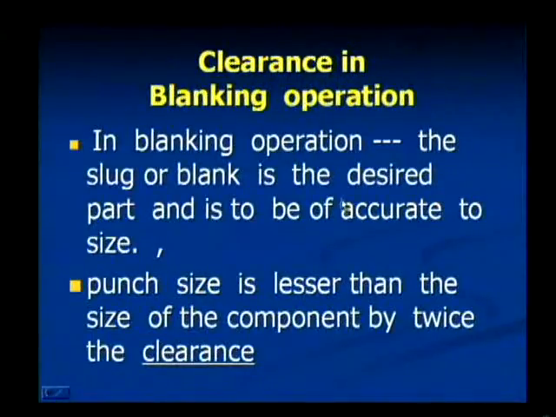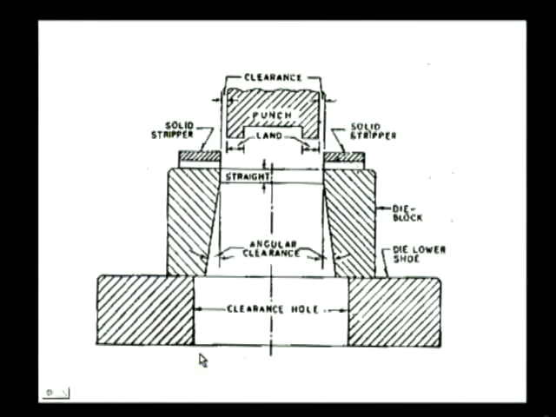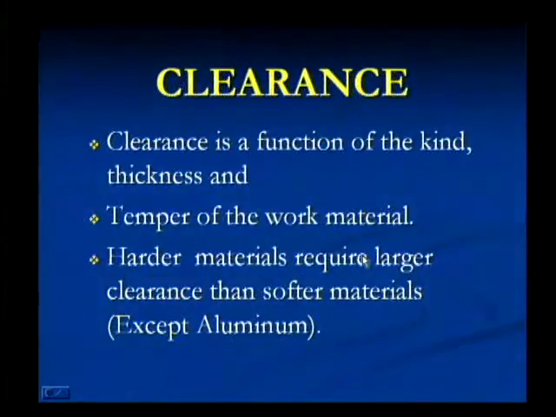The clearance in blanking operation. In blanking operation, the slug or blank is the desired part and is to be of accurate size. The punch size is lesser than the size of the component by twice the clearance. Now the same old diagram is shown for your clarity. So here this is the punch, and this is the die, and this is the die cavity, and this is the stock material, and here the clearance. This is angular clearance, which we will discuss right now.